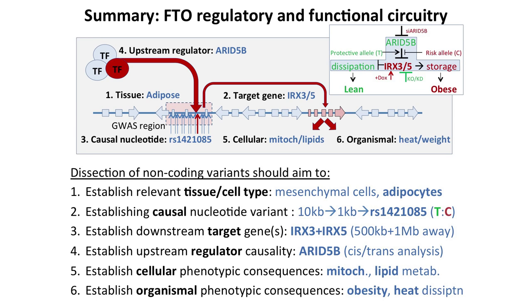And the downstream consequences at the cellular level are increased mitochondrial activity and lipid storage. And then at the organismal level, it's heat dissipation. And of course, this dramatic phenotype on body weight. So you guys can start tweeting again.